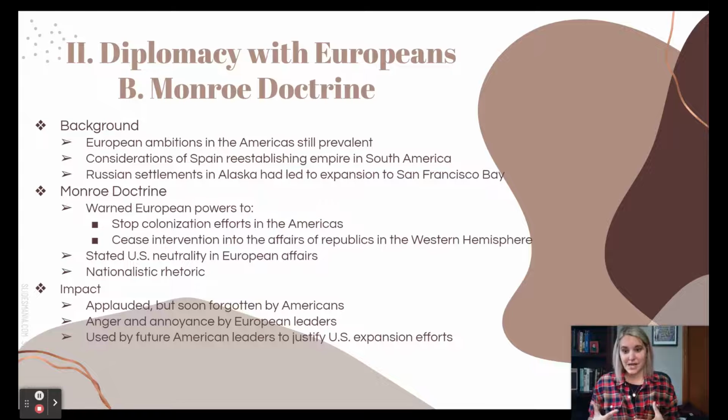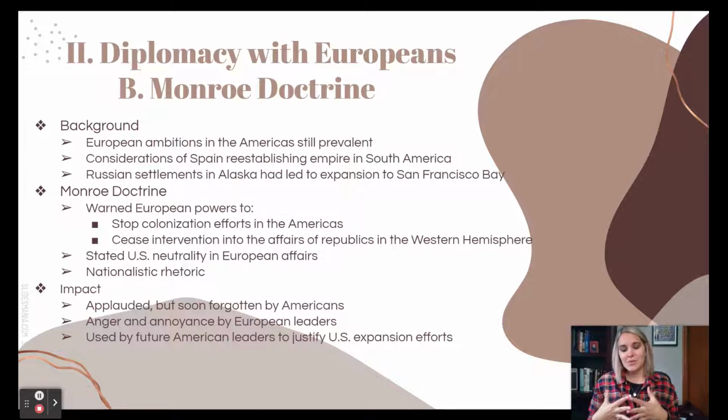It was very nationalistic. It wasn't a huge impact at the time. It did kind of fuel a small sense of nationalism, like, oh, the U.S. is telling Europe what to do. We're telling them to stay out of the Americas. We're powerful enough. In reality, Europeans were just angered and annoyed and continued to kind of do what they wanted to do.